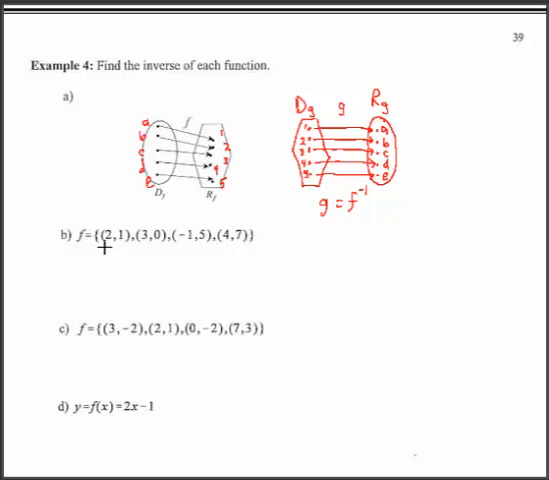B, again, we've labeled this F. Well, let's double check it and make sure it's a function. Our inputs are 2, 3, -1, and 4. None of the inputs repeat, so F is a function.